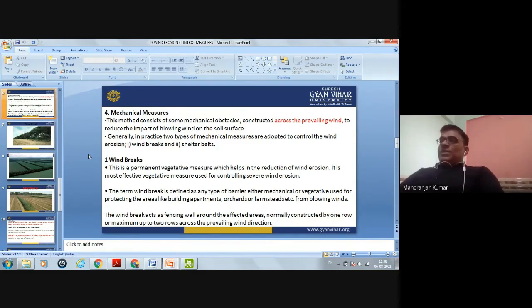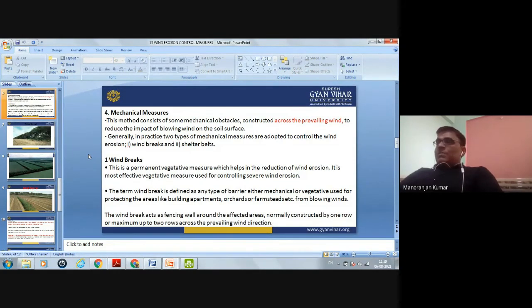Now, those were the agronomical measures. Now, the mechanical measures. Some mechanical measures are adopted to control the wind erosion. Under these mechanical measures, two types of measures are there. One is the wind break, and the other one is shelter belt. This method consists of some mechanical obstacle. Some obstacles are created in the path of a strong velocity wind. This obstacle will reduce the velocity of that wind, and if the velocity is reduced, then the soil erosion or wind erosion will be minimized.